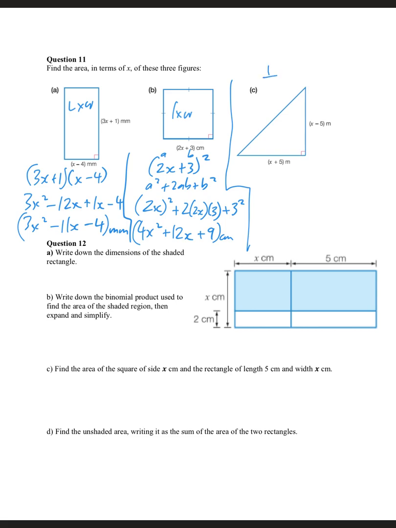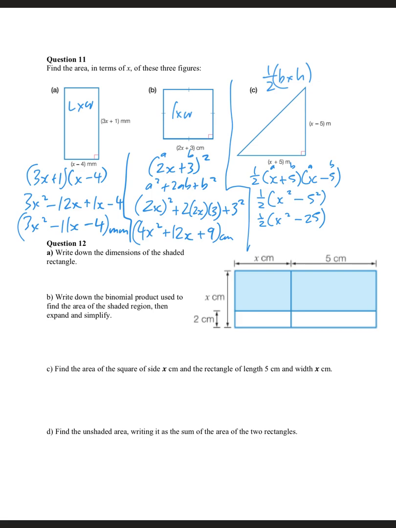Area of a triangle is half of the base times by the height. So we're going to go base times by the height, x plus 5, x minus 5, times by a half. This is difference between two squares here, a, b, and the only difference is the minus. So the answer is going to be, expand that with the shortcut, x squared minus 5 squared. It's going to be half of x squared minus 25.